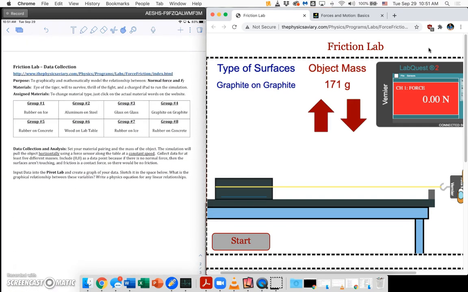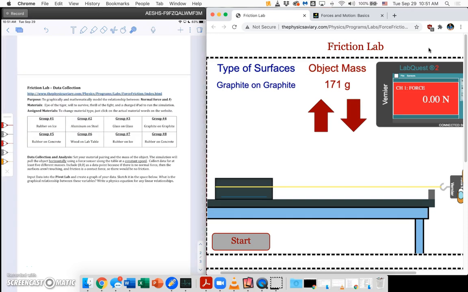Then you have the actual lab here. The link is here. It's also in the assignment on Canvas. Each group is going to be assigned a different set of two surfaces to rub together. Then you're going to vary your mass. You're going to do at least 5 different masses. And then you're going to record the kinetic friction, graph it on Pivot, and then you'll be all set.